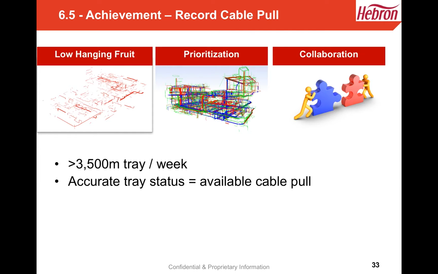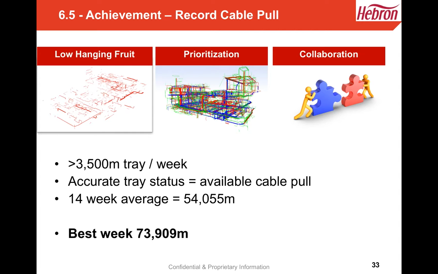When we had accurate status of tray, we were able to identify available cable pull on a daily basis and group these cables to help the contractor be more productive. Our 14-week average was 54,000 meters of cable pull, which is absolute record norms for this yard, probably double what they're used to seeing. And our best week was 73,900 meters of tray. This was a fantastic outcome, considering many people didn't believe that this would work and it was a first of its kind.